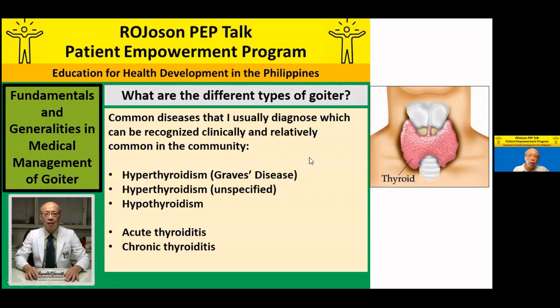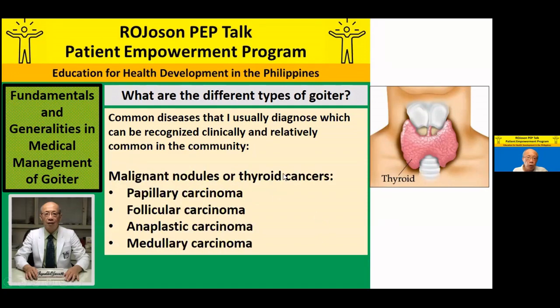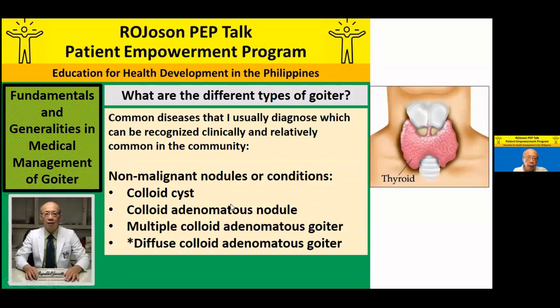So the common diseases that I usually diagnose, which I can recognize clinically even without laboratory tests, and which are relatively common in the community, are the following: Graves' disease, a special type of hyperthyroidism, hyperthyroidism, hypothyroidism, acute thyroiditis, chronic thyroiditis, malignant nodules or thyroid cancers, papillary carcinoma, follicular, anaplastic, medullary. And then for the non-malignant nodules or conditions, you have colloid cyst, colloid adenomatous nodule, multiple colloid adenomatous goiter, and another one, part of this family of conditions, diffuse colloid adenomatous goiter.